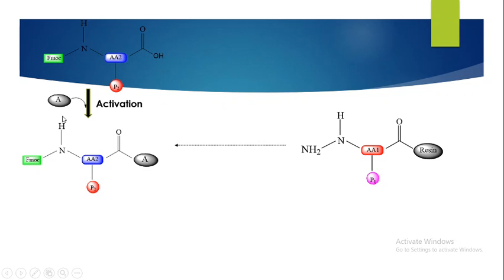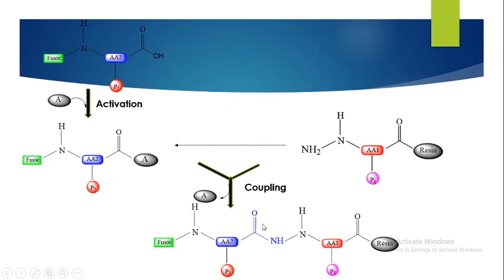and when this amino acid reacts with another molecule of amino acid in which the acid is protected and the amine is deprotected, or free for coupling, and when these two amino acids are coupled we get a new peptide bond, or this new peptide linkage.